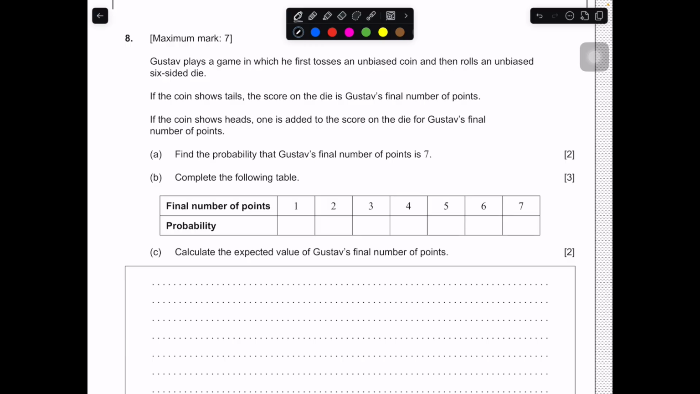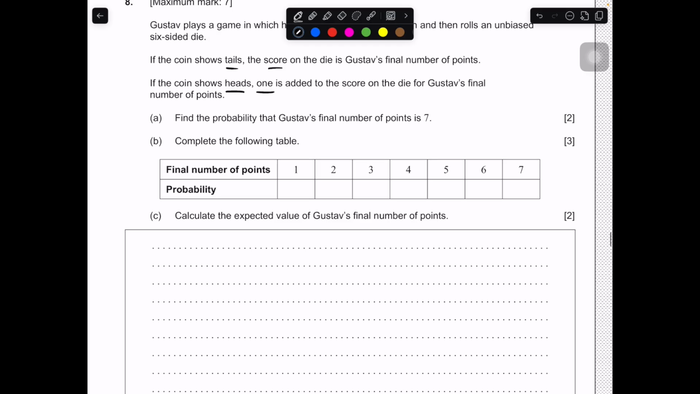So he plays this game, he rolls a die between 1 and 6, and then he flips a coin, and it's either heads or tails. And if it's tails, the score on the die is Gustav's final number of points. If it's a head, then 1 is added to the score on the die. Alright, so what are the chances he gets a 7?